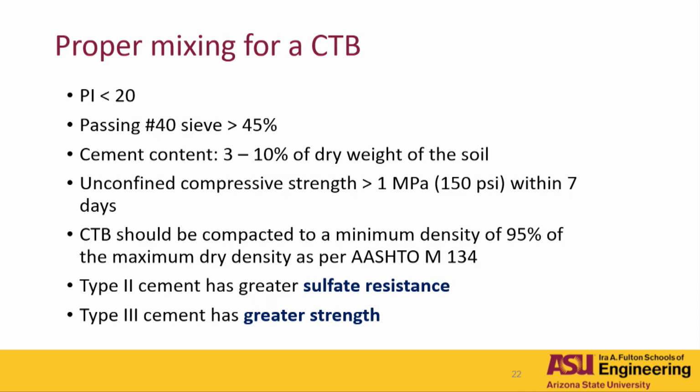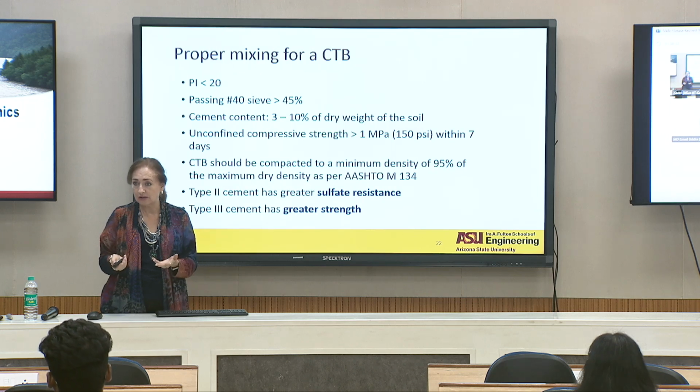Again, all of these should always have previous laboratory tests for you to know how much you can put in there. Unconfined compressive strength should give you 150 psi or more, about 1 megapascal, within 7 days of curing. The CTB should be compacted to a minimum density of 95% of gamma d max as per ASTM M134 for CTBs. And usually you use type 2 cement, which has greater resistance to sulfate attacks, or type 3 cement, which has greater strength. So you need to play with whatever cement you're going to need to use, right?